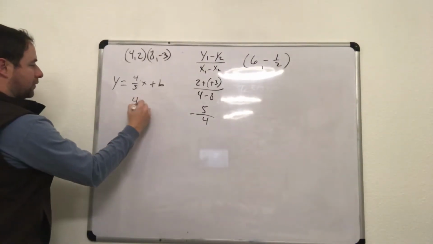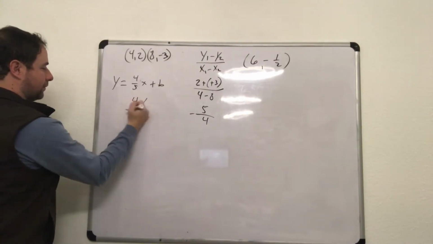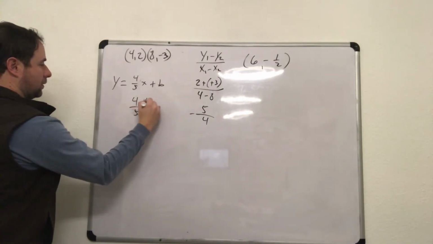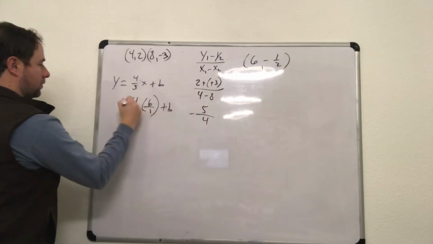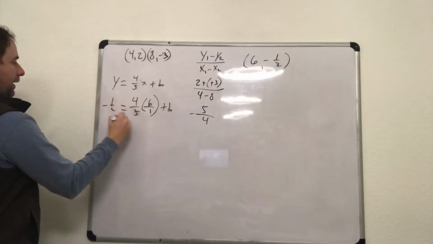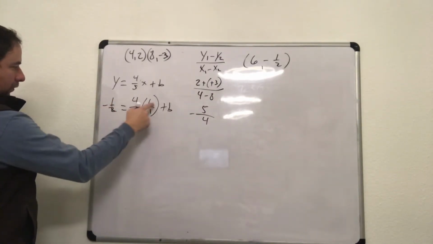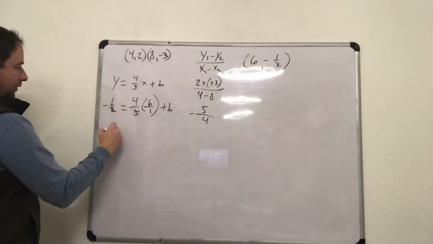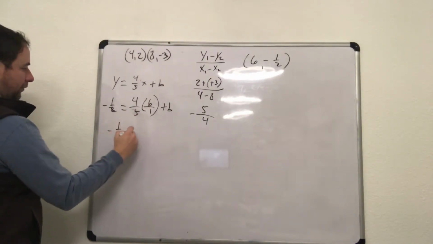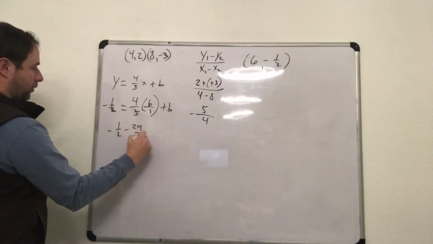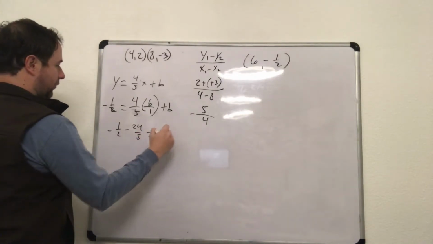So we'll plug in 6 and negative 1/2. So this becomes 24/5. You bring it to the other side. You have negative 1/2 minus 24/5 equals B.